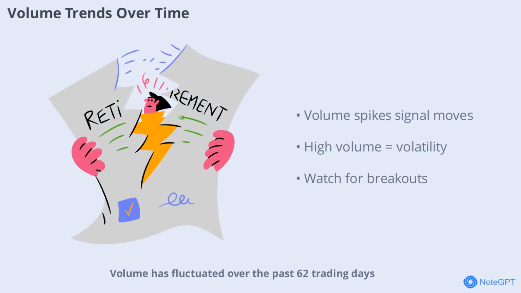Volume has fluctuated over the past 62 trading days, with spikes during periods of high volatility. Notably, large volume days often coincide with significant price moves, such as the surge in early December. Monitoring volume alongside price action can provide early warning of potential breakouts or reversals.